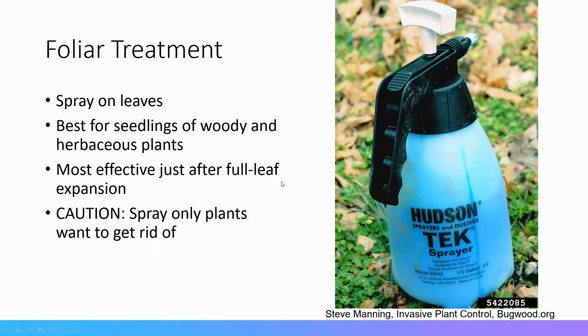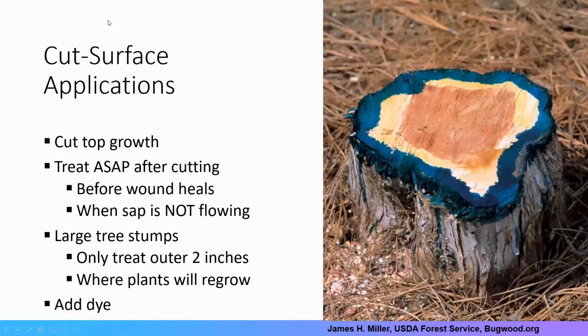Most effective just after full leaf expansion. This is true for plants because they've spent all of that energy expanding those leaves and maybe even flowering. Now they have to recoup that energy through photosynthesis. If we can hit them with a foliar herbicide, that really sets them back and can outright kill them.